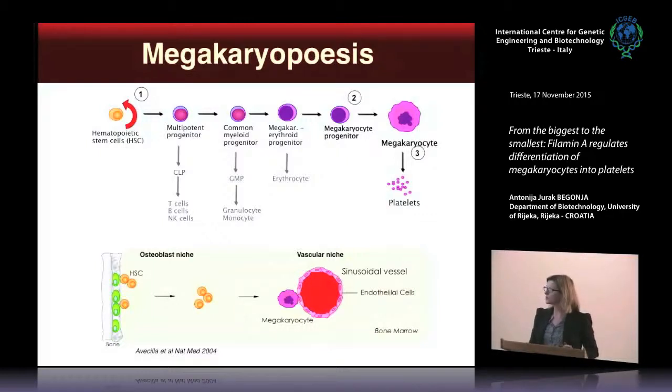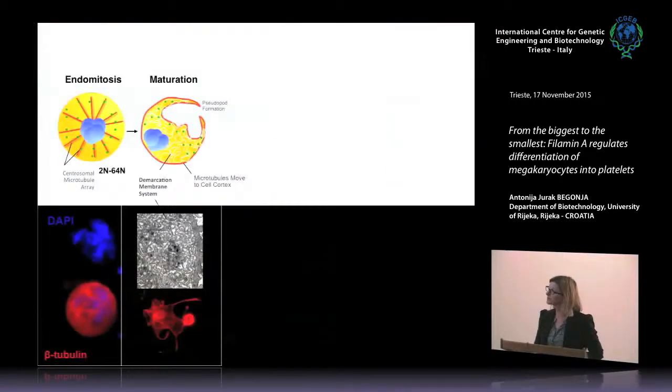What is important maybe to emphasize is that mature megakaryocytes, really big, huge cells, are found in the vicinity of sinusoidal vessels in the bone marrow, in the so-called vascular niche, while less differentiated cells, megakaryocytes and stem cells, are present closer to the osteoblast niche. So what does it mean when megakaryocytes mature?